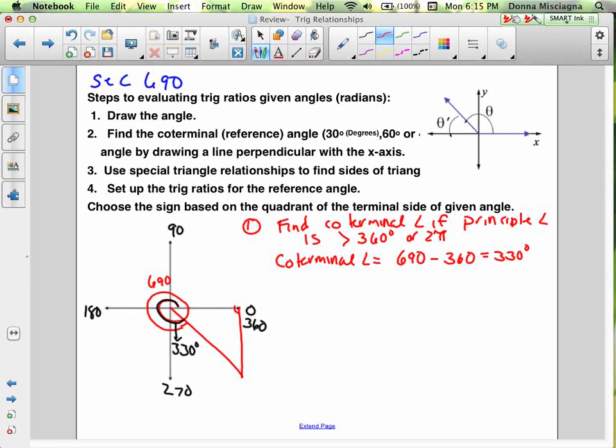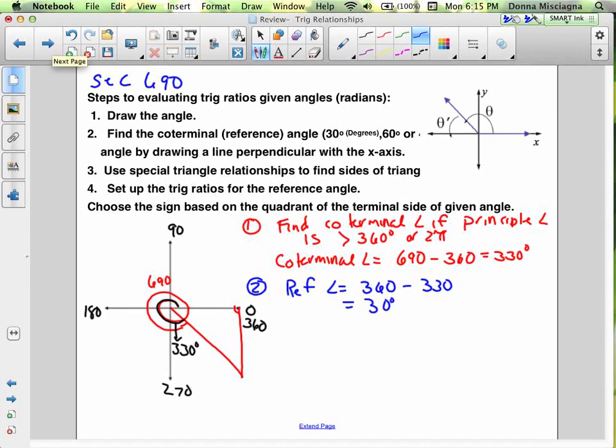So no matter what, we would have to change that 690 into a coterminal angle that was less than 360 degrees so that we could find our reference angle. So this one had a little bit larger step 1, because we had to find the coterminal angle in addition to graphing. Step 2 is the reference angle. We're in the 4th quadrant, so the reference angle is equal to 360 degrees minus the principal angle, which is 330. So the reference angle is 30 degrees.